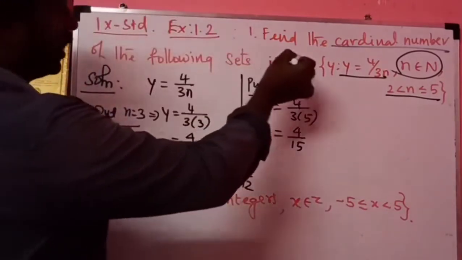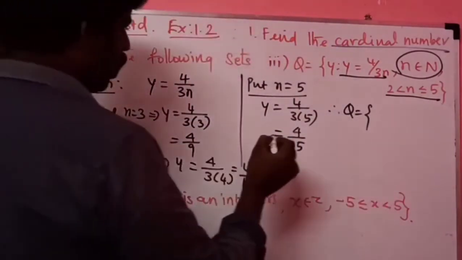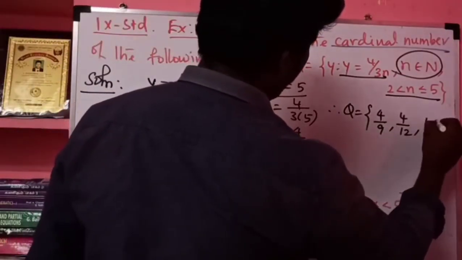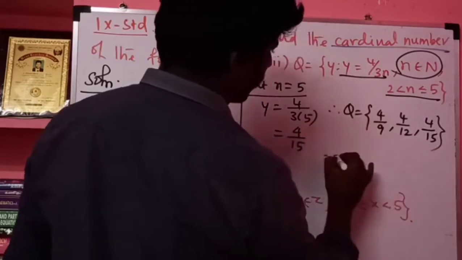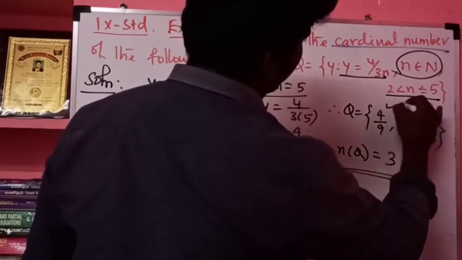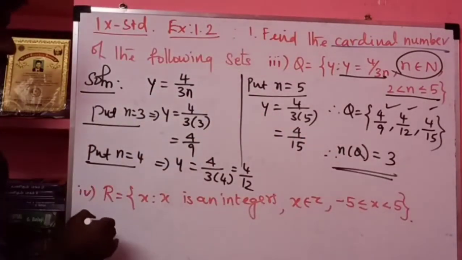Therefore, the set Q is equal to, what are the numbers? The first one 4 by 9, then 4 by 12, then 4 by 15. So n of Q is equal to 3. How many numbers are there? 3 numbers. Right, children?